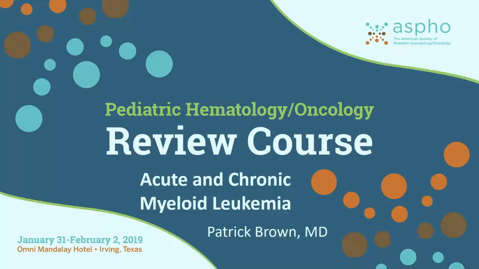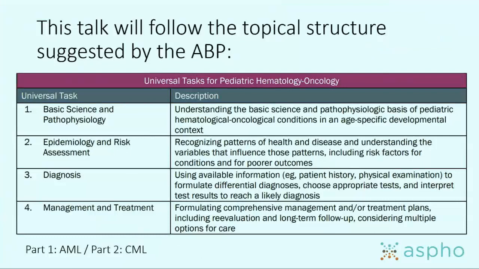All right, so nothing says good morning like myeloid malignancies, I say. So let's get right into it. So you've seen this slide. We're going to follow this structure from the ABP. We're going to do this in 2 parts. The first part, we'll go through all 4 of these for AML. Second part, we'll go through all 4 of them for CML.